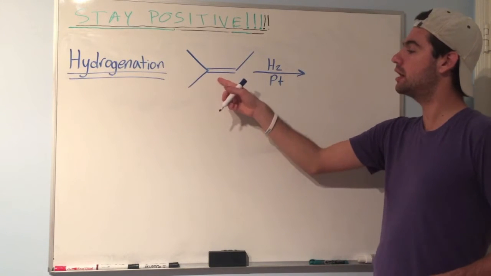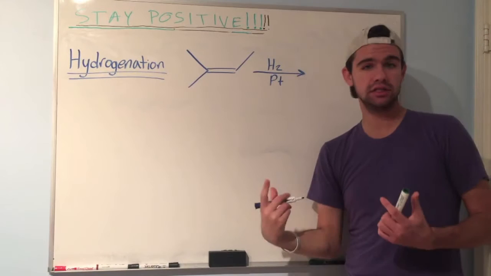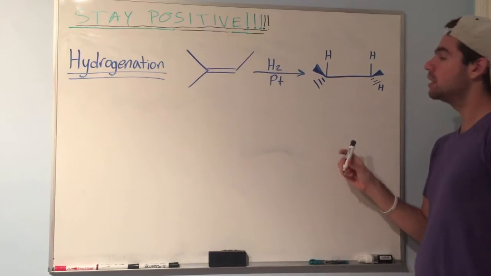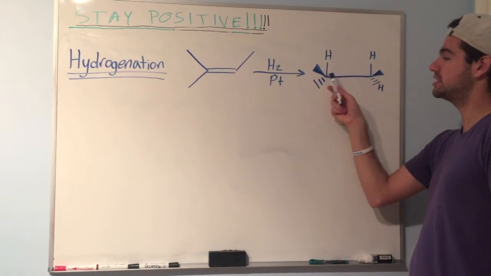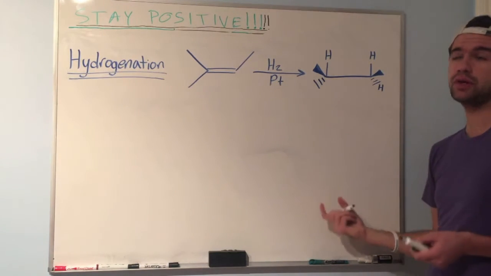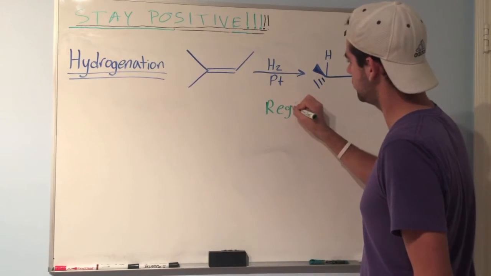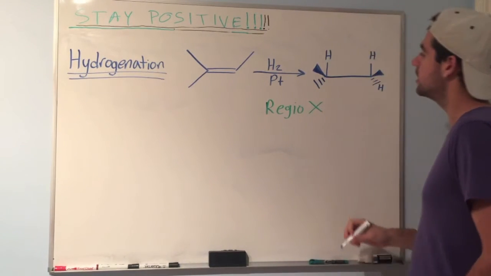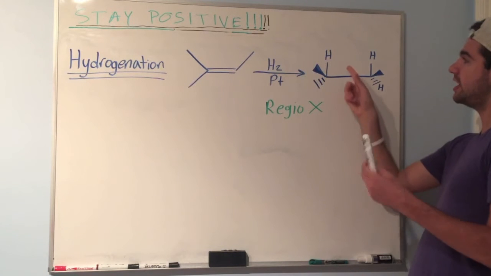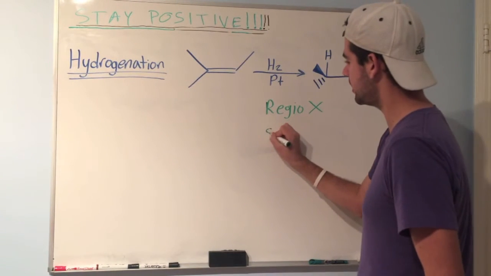All right, the next type of reaction is hydrogenation, okay? This involves taking an alkene, reacting with H2 and platinum as a catalyst, and the product looks like this. All right, notice that you end up with two hydrogens across this pi bond. So in terms of regiospecificity, we're going to say it's not regiospecific because you're adding two of the same atom across the pi bond. So let's put an X next to regiospecific. In terms of stereospecificity, notice that they added on the same side or syn to one another. So it is stereospecific.